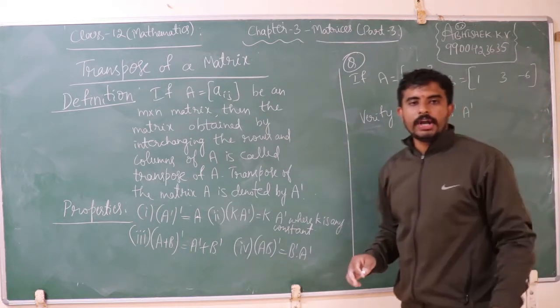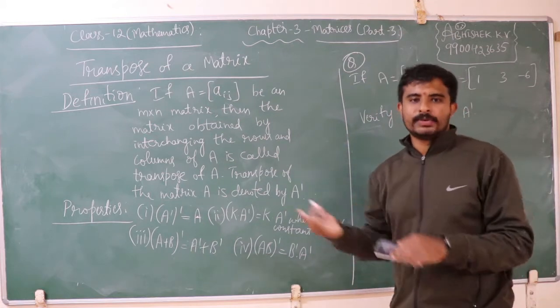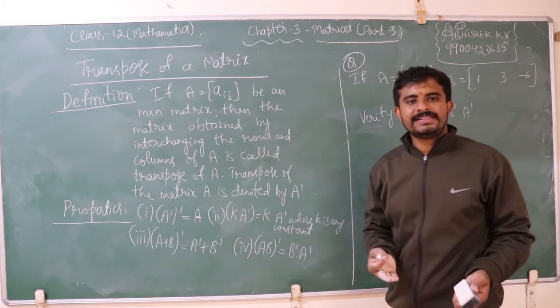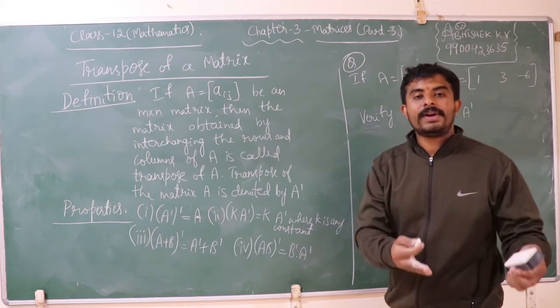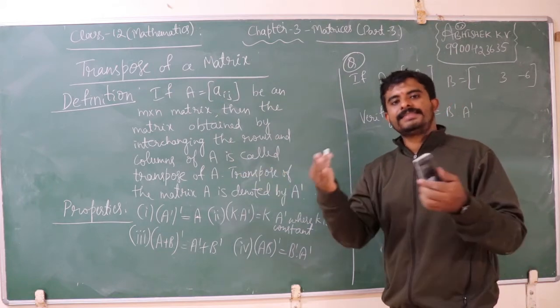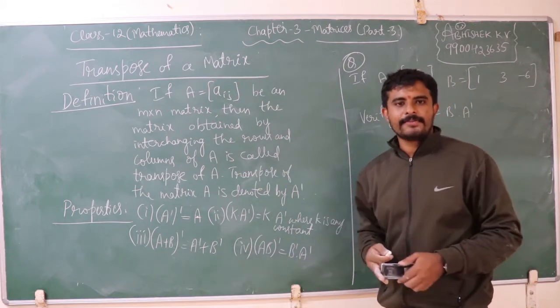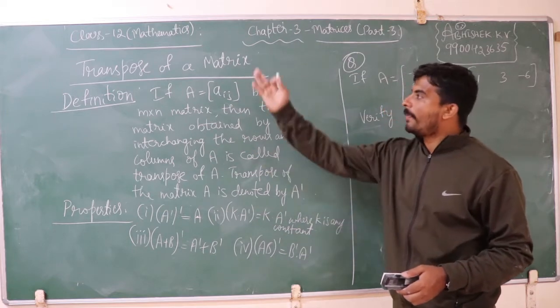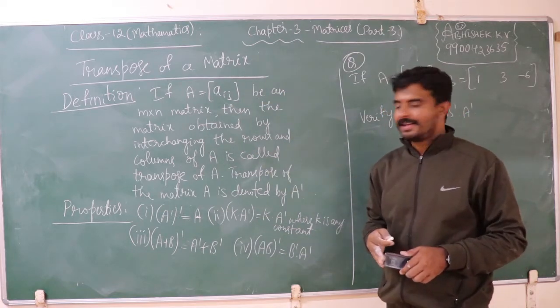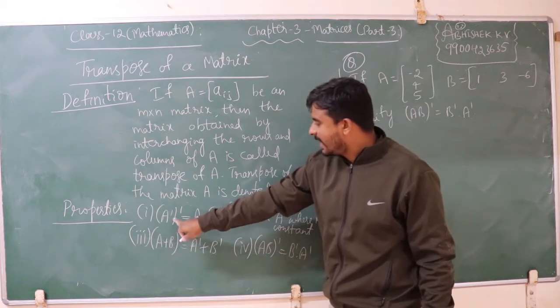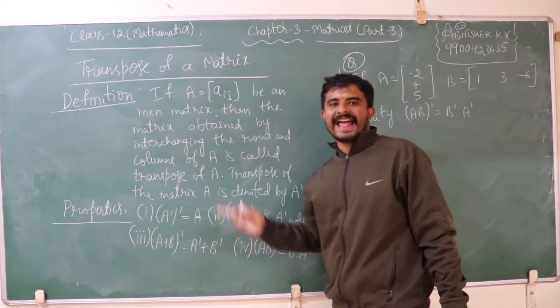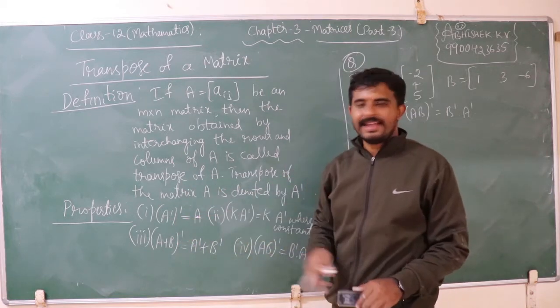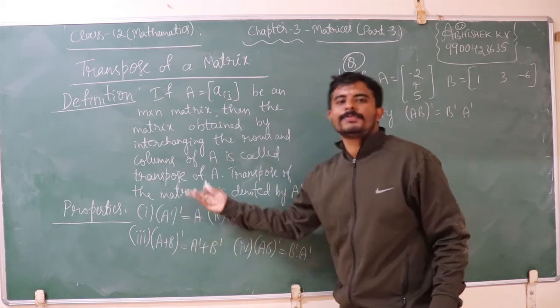Then I move on to properties of transpose of a matrix. As we all discussed the properties of addition, subtraction and multiplication of matrices, what are the properties of transpose of a matrix? See, the first property says A transpose whole transpose is equal to A.